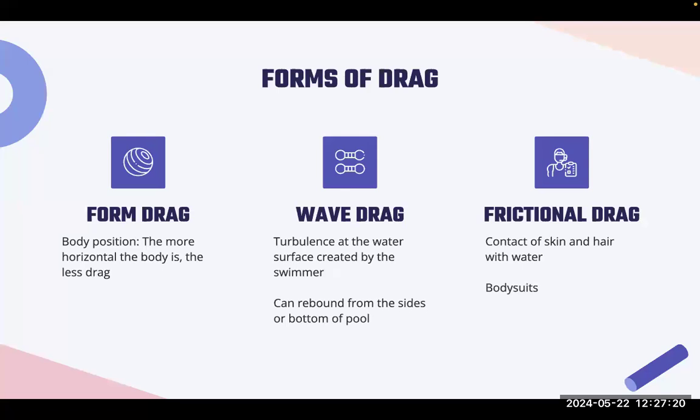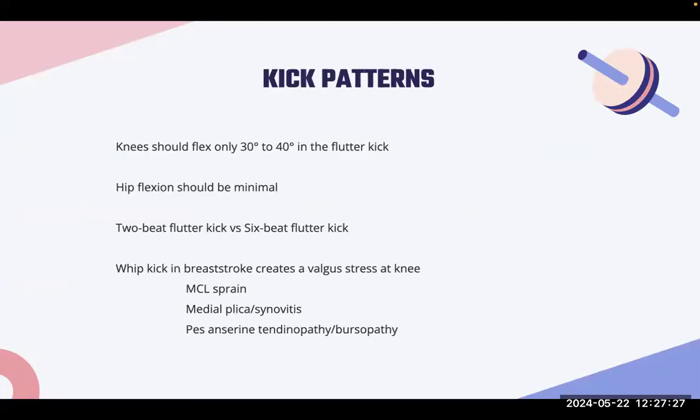And then there's frictional drag. Skin and hair and body suits can cause frictional drag. So just some terminology. When we look at kick patterns, knees should only flex 30 to 40 degrees in the flutter kick. Hip flexion should be minimal. There's different types of kicks, the 2-beat flutter kick versus the 6-beat flutter kick.